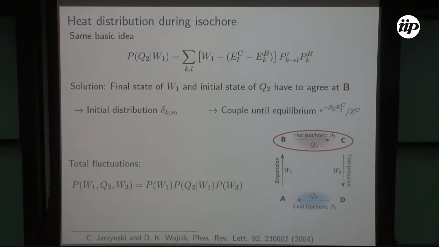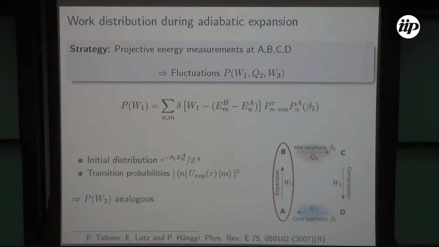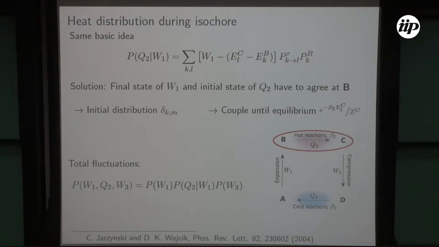For the heat, it's very similar. One has to only take one thing into account. We still perform a 2-point measurement. However, obviously it depends on the amount of work that was performed before during the expansion step. We include this by changing the initial distribution here to agree with the final step of the expansion step. So we can see here we end up in a state M after the measurement. And obviously it has to agree with the initial step for the heat distribution.